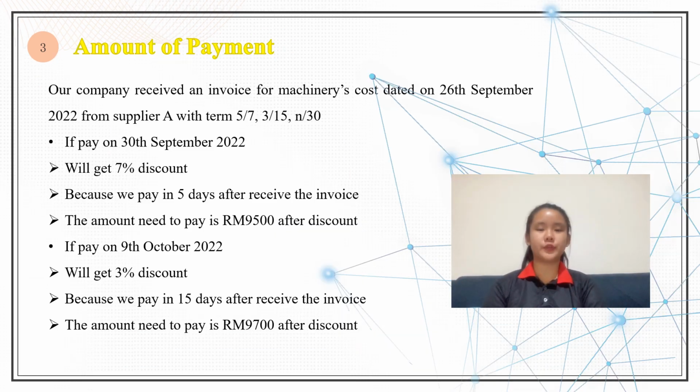Last question for question 3 is, our company received an invoice of machinery cost on 26th of September 2022 from supplier A with terms 5/7, 3/15, and N/30. If we pay on 30th of September 2022, we will get 7% discount. This is because we pay in 5 days after receiving the invoice. The amount that we need to pay is RM 9,500 after discount.